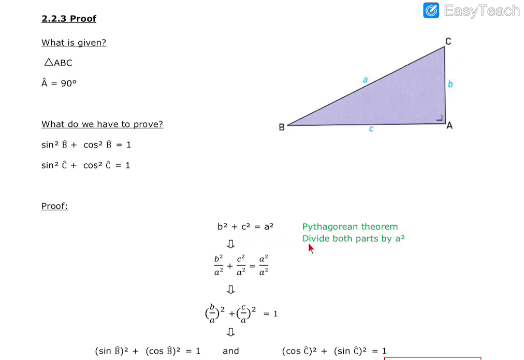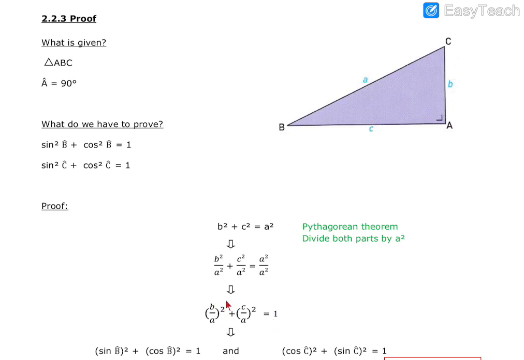I'm going to divide both parts by a squared. So I'm going to divide everything by a squared. Now, b squared divided by a squared, I could also write this as b divided by a between parentheses squared. Same thing for c divided by a. And this, of course, is the exact same thing, so that equals 1.